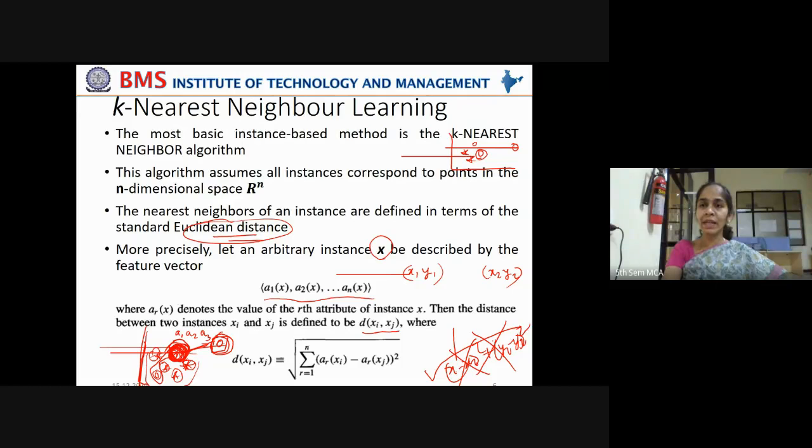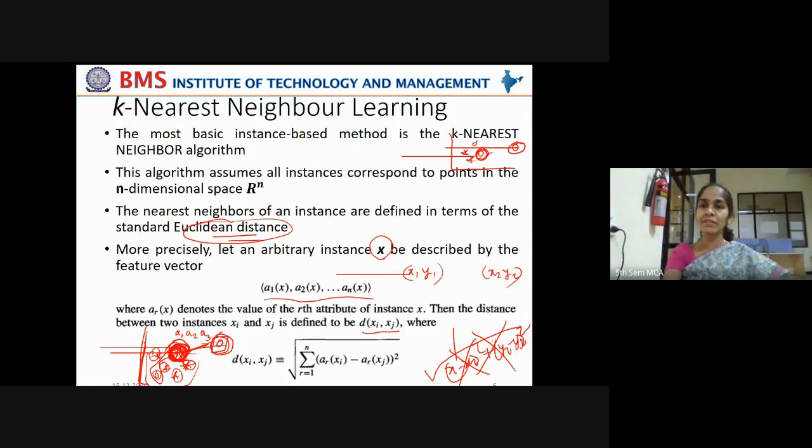Now the distance between A1 of the new instance and A1 of the existing instance: find the difference, square it, plus the second attribute's difference between both instances, square it, plus the third attribute's difference between the instances, square it, and add them. Now over this summed up value, apply the square root. That will give you the Euclidean distance measure between this point and this point.